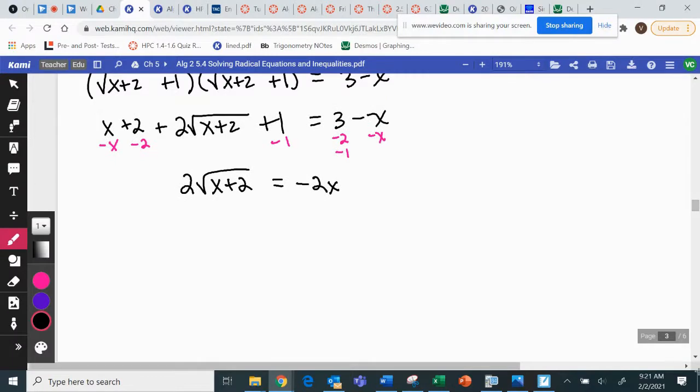So to get to this radical, there's a 2 in front. I'm just going to go ahead and divide both sides by 2. And now I have square root of x plus 2 equals negative x. How do I get rid of a square root?